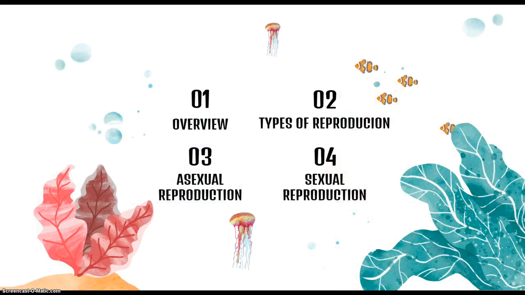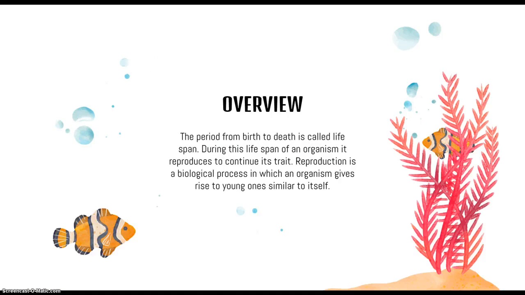This slide presentation will be summed up in 4 different categories. First of all, overview, second, types of reproduction, third, asexual reproduction, and fourth, sexual reproduction. So let us first see the overview.